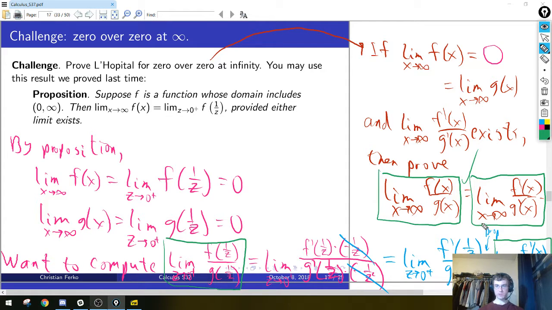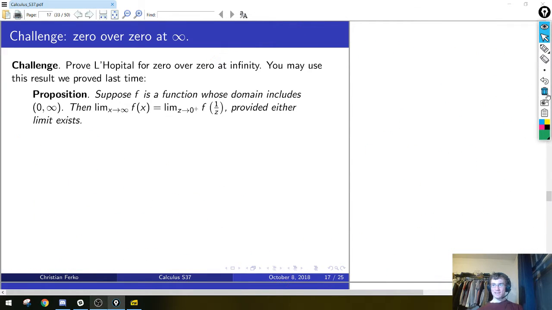Good. Thoughts on this proof? That was a lot less painful than I expected for the word prove. Not all proofs are messy, right? Sometimes they're just very simple tricks. Okay.